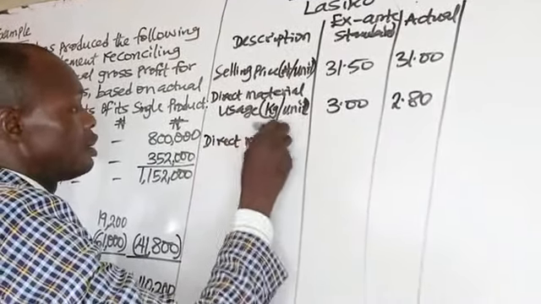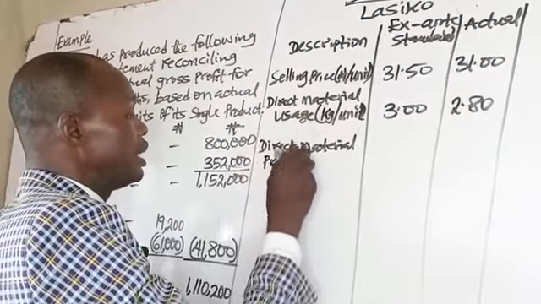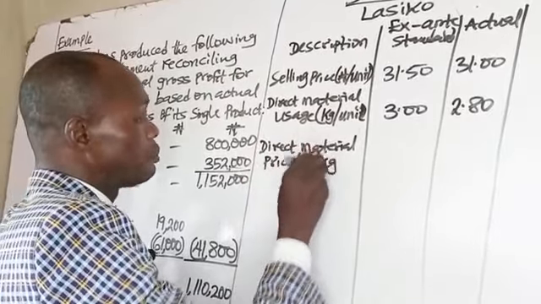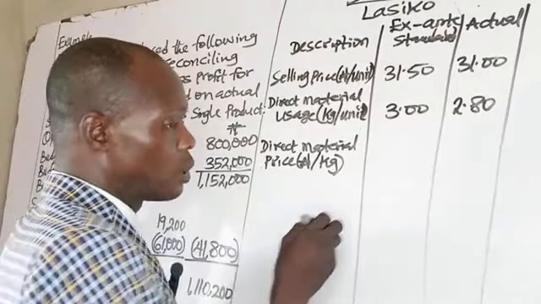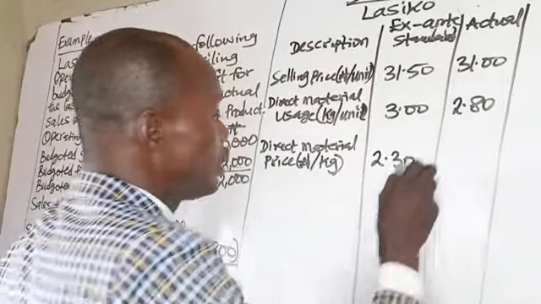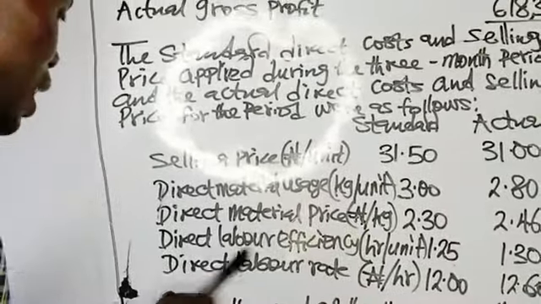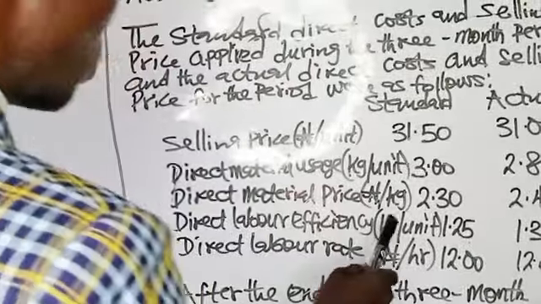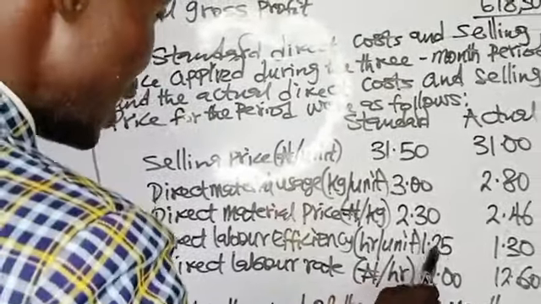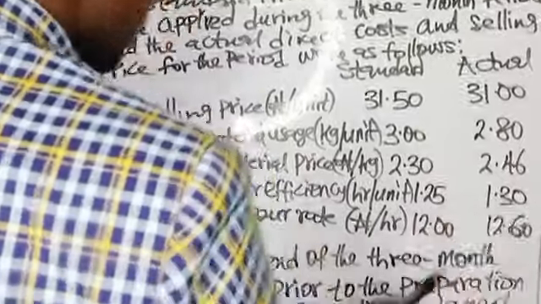Direct materials, which is direct material price, is given in naira per kilogram. The S and T is 2.30, while the actual is 2.46. Back to the question. We have direct labor efficiency, which is given in hours per unit. The S and T is 1.25, while the actual is 1.30.